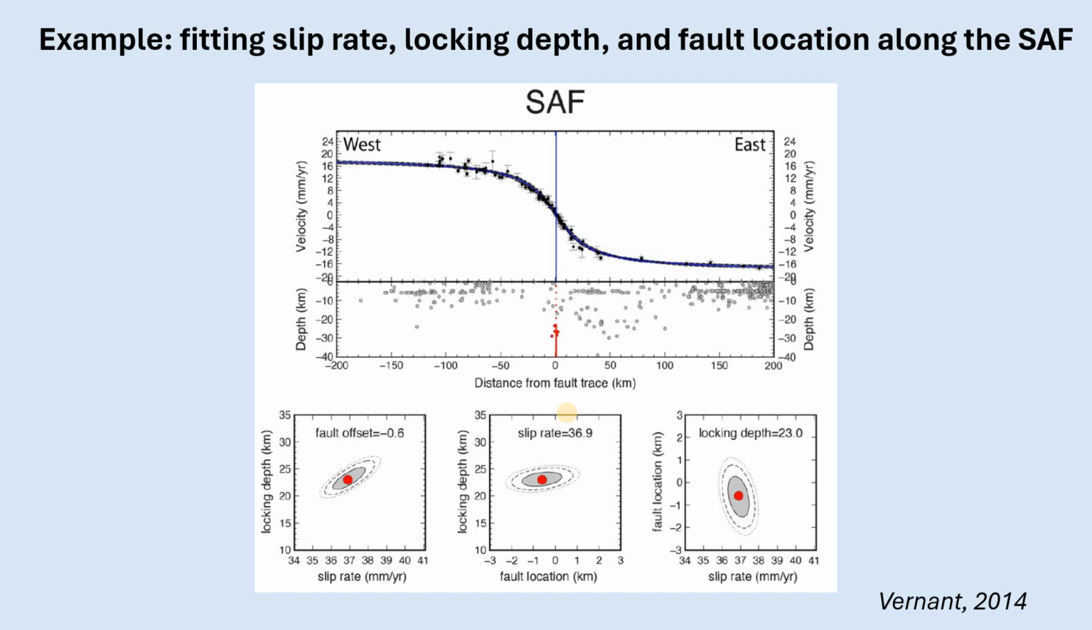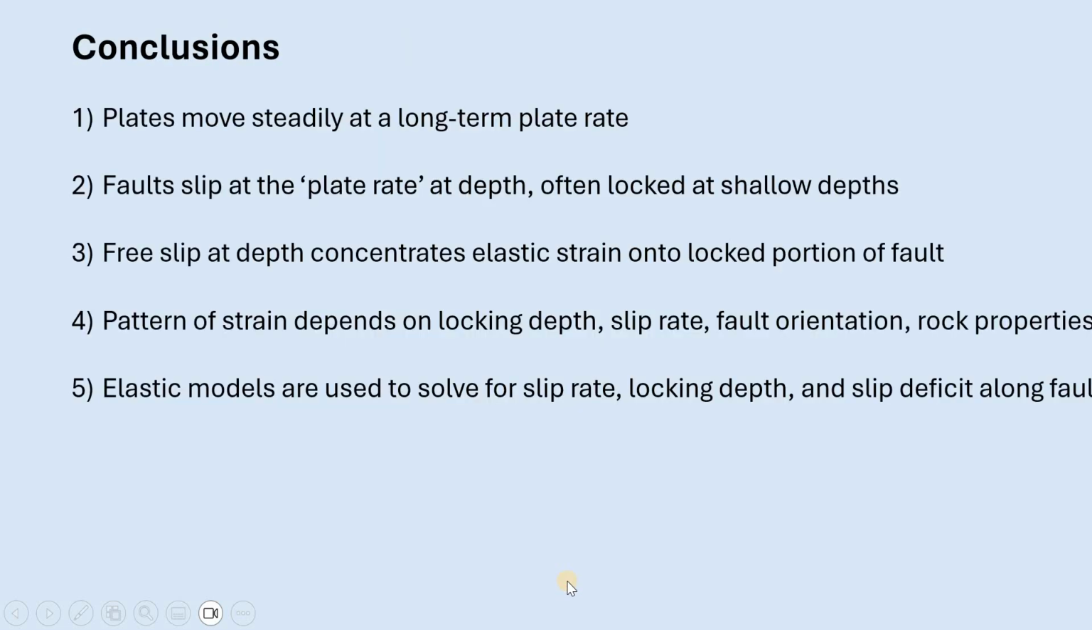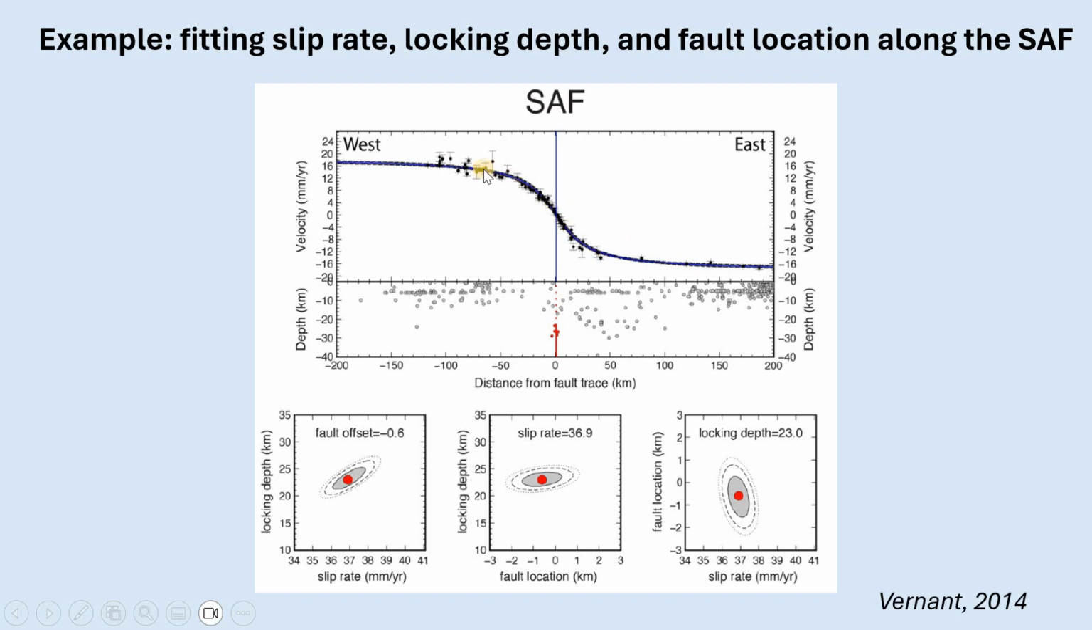Okay, so just wanted to wrap this up with a real example from Vermont 2014, where indeed they took a lot of GPS stations across the San Andreas Fault here and applied this model, and you can see that they were able to create an excellent fit to the GPS stations by essentially toggling or varying these 3 variables: locking depth, slip rate, and fault location or geometry to create a nice fit to the velocity field.